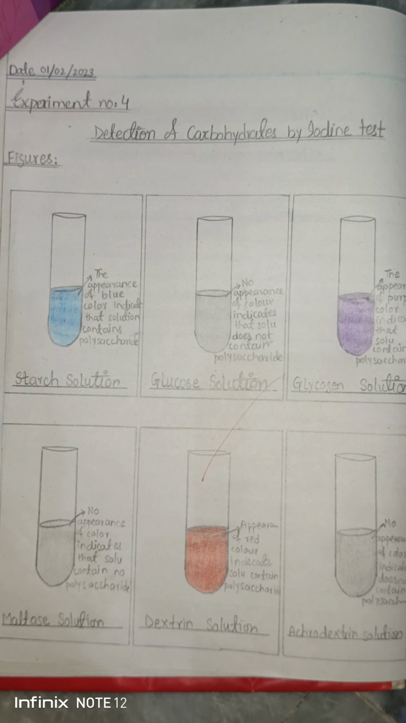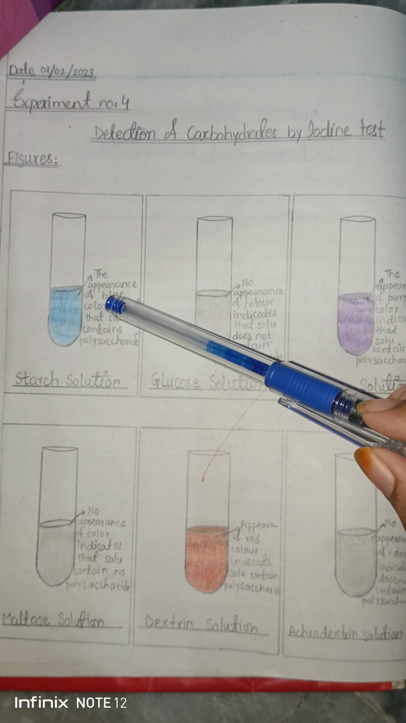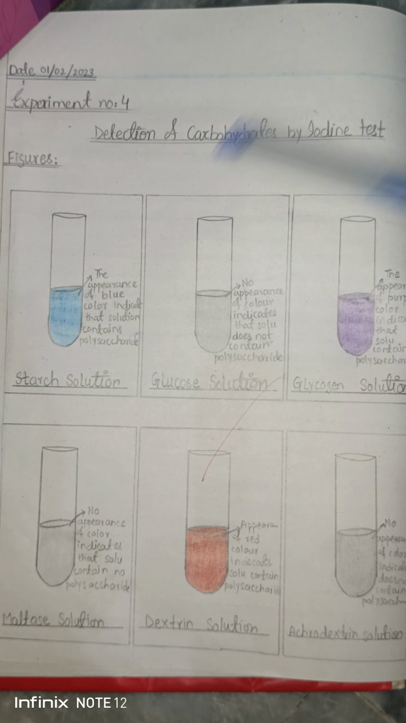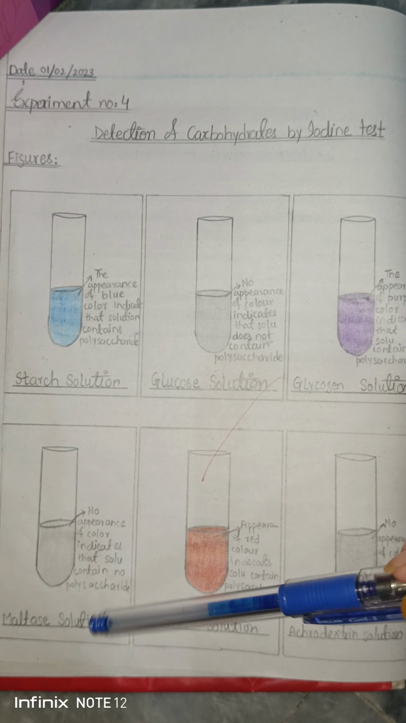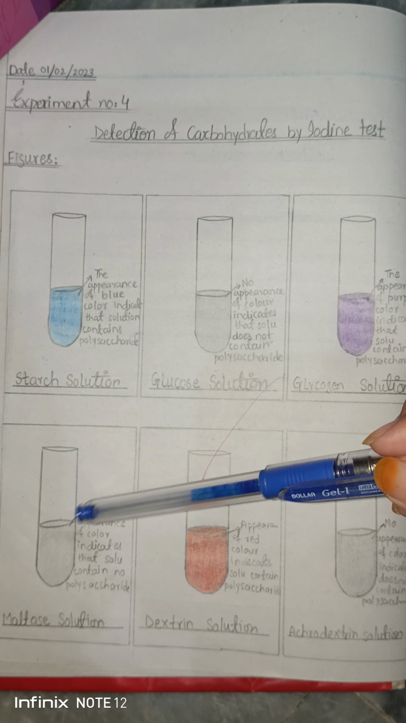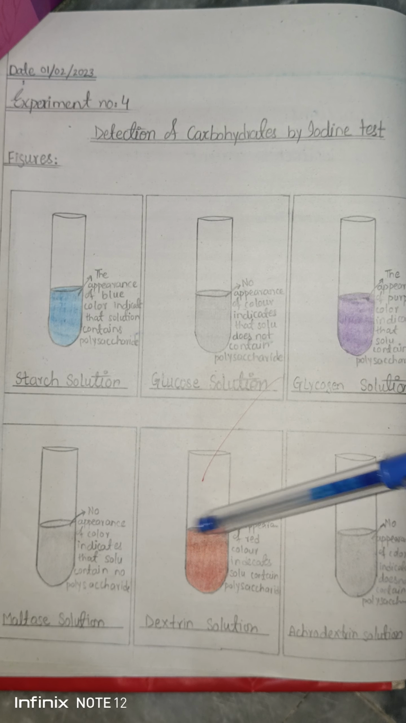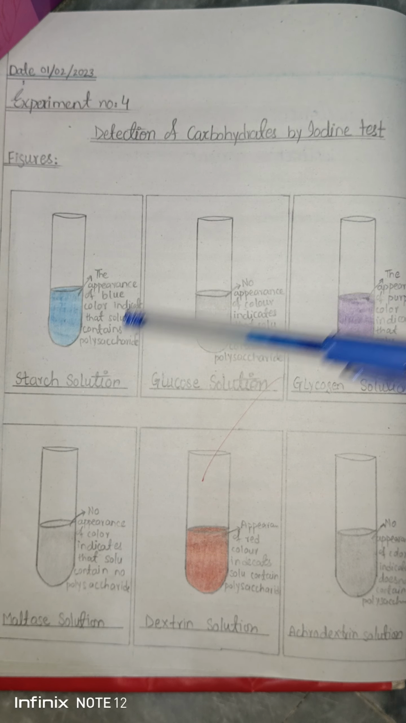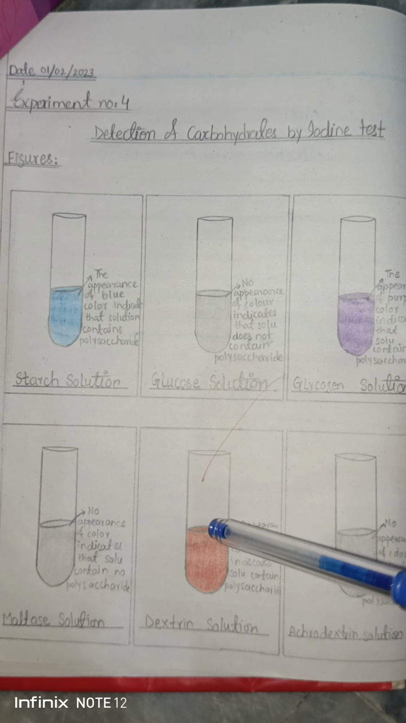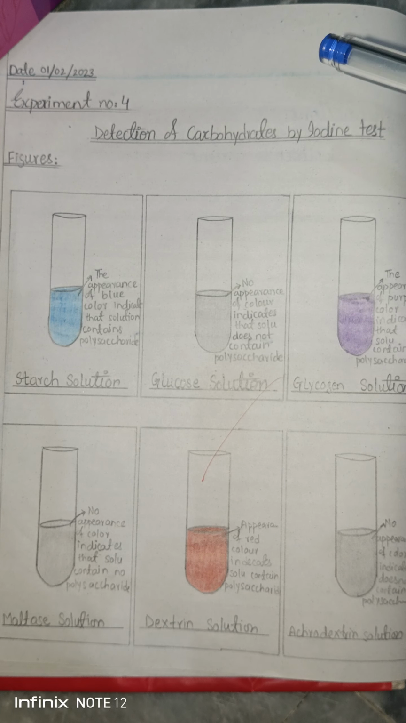Now you will shake the test tubes, and after some time the starch will give blue color, glucose gives no color, it remains the same. Glycogen is going to give you purple color, maltose, because it is a disaccharide, gives no color, dextrin gives red color, and archodextrin gives no color. In that way you will indicate which test tubes contain polysaccharides and which contain solutions that are not polysaccharides. So in that way you are going to differentiate them.